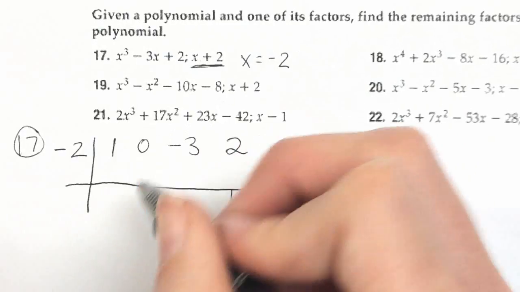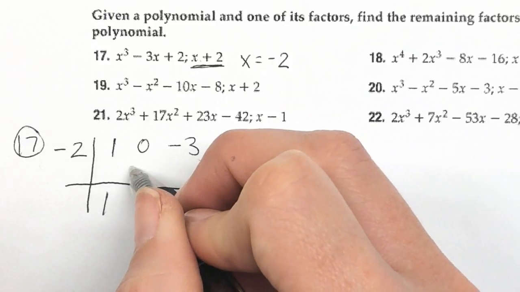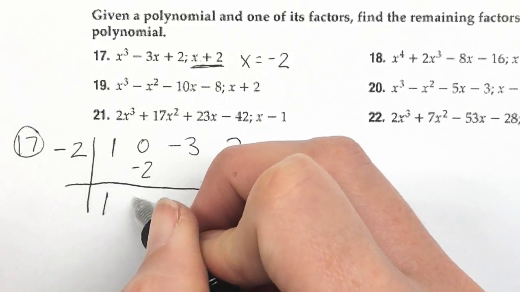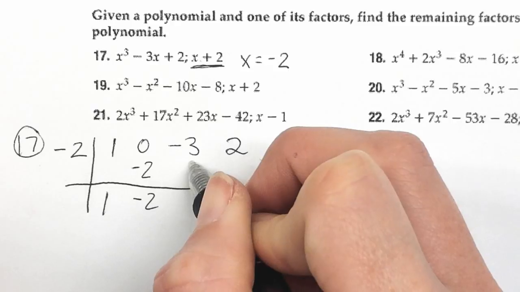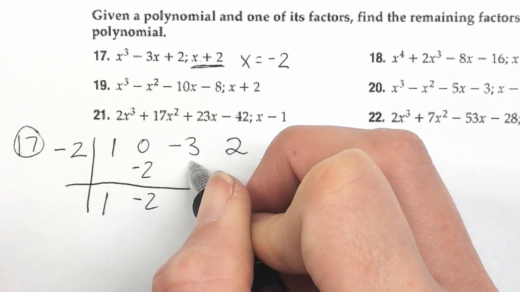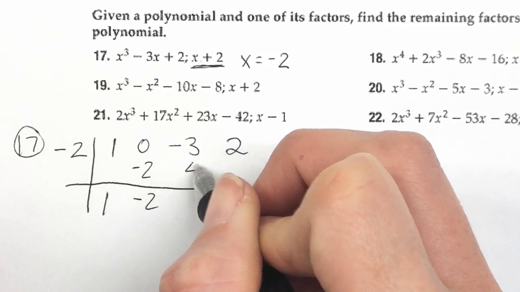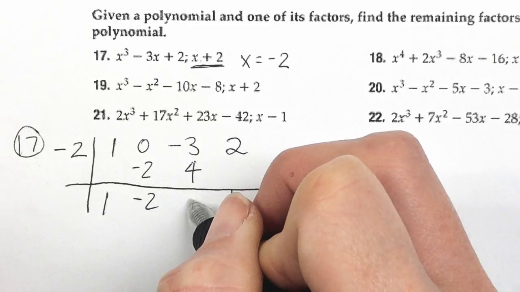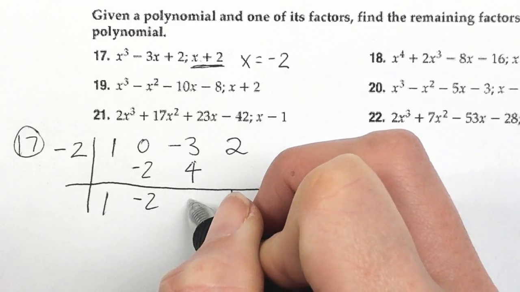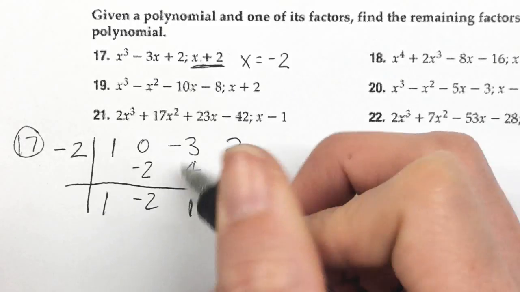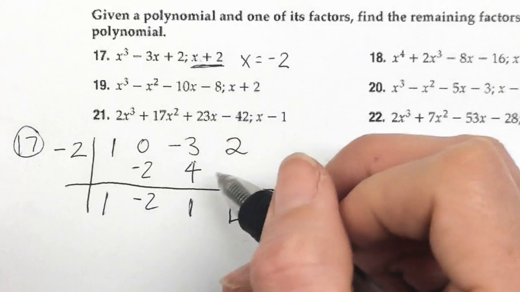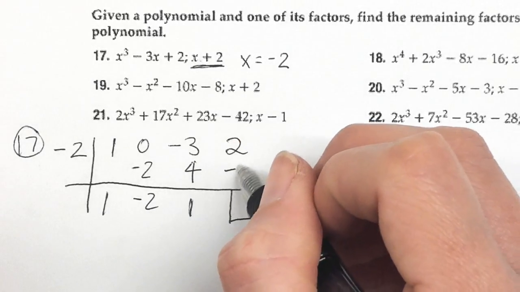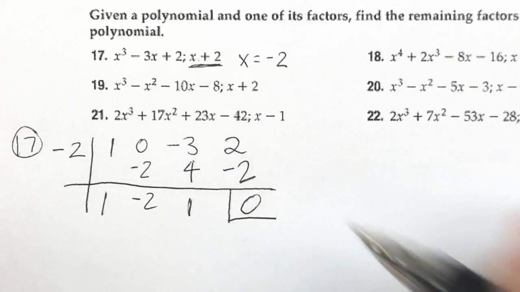Alright, what do we bring down? What goes right here? Right here? Right here? 4 right here. 1. Good. Remember you got to add them. And then -2 times 1. So our remainder is good.